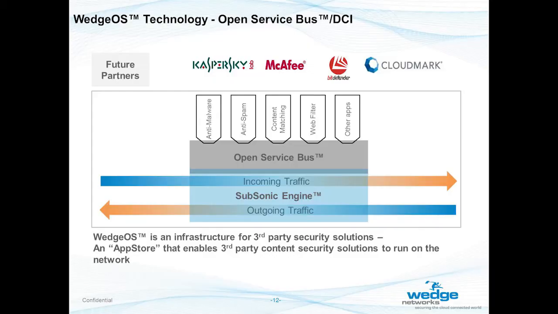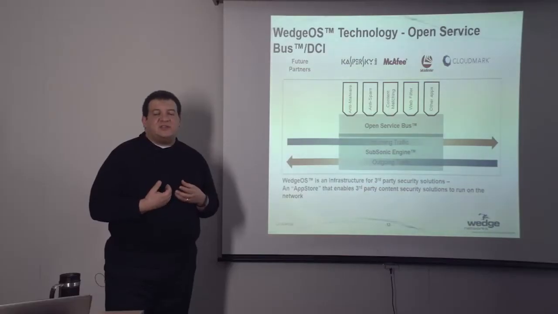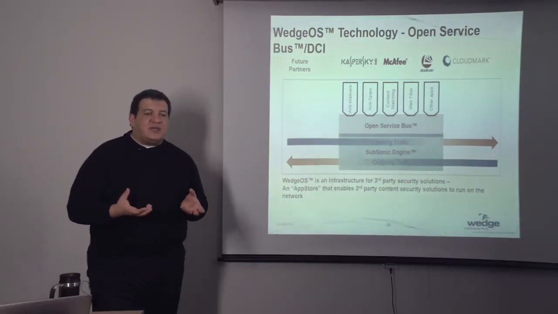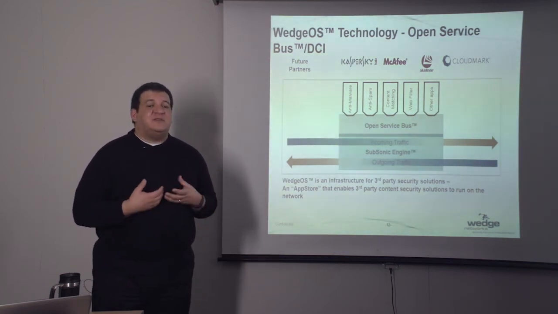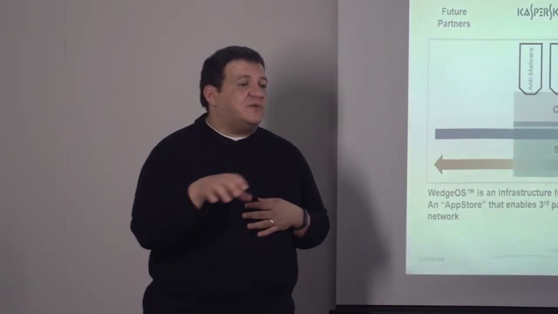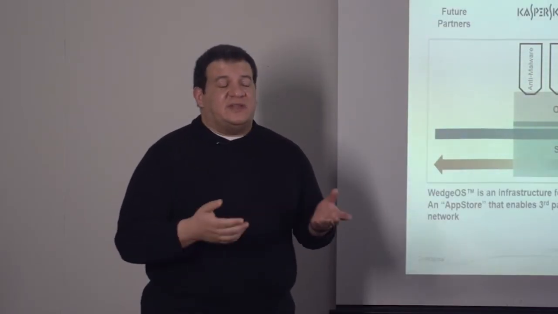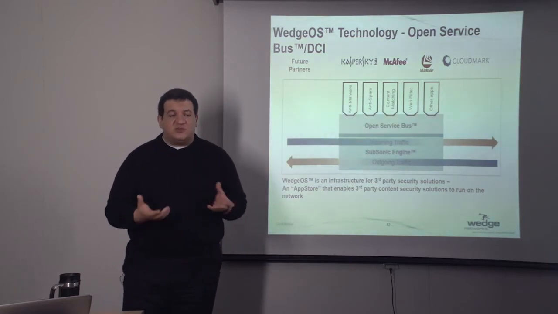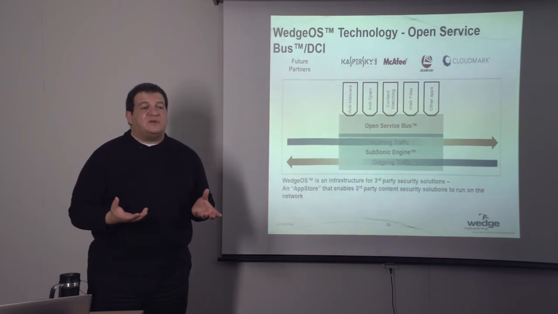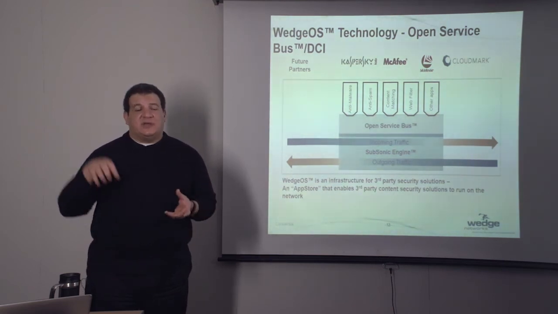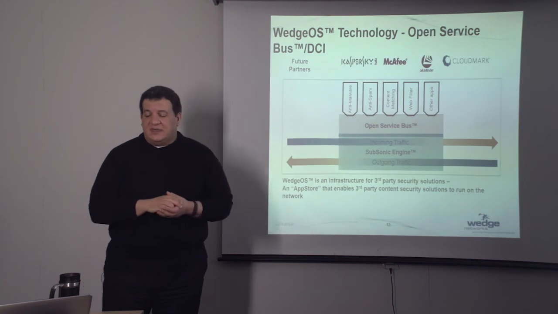Now, our whole goal with the Open Service Bus and with WedgeOS is to make sure that WedgeOS is an infrastructure for third-party security solutions. Our innovation in this space is being able to subject content and network traffic to be scanned at very high speeds. That's our innovation. When it comes to the intelligences, we look forward to working with the industry partners. We've already done that, and we look forward basically to make sure that going forward, our subscribers or operators and whatever have you, look at WedgeOS as more like an app store. You can plug in the different security services that you want to have.